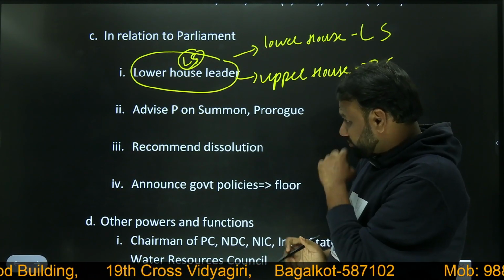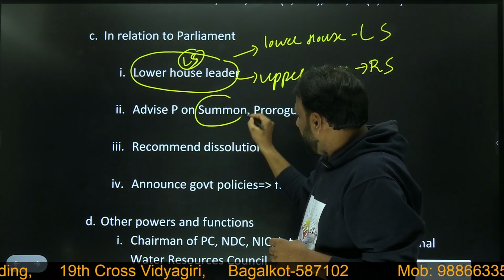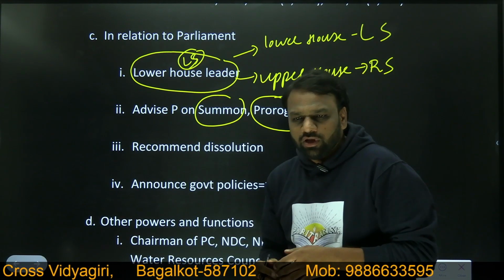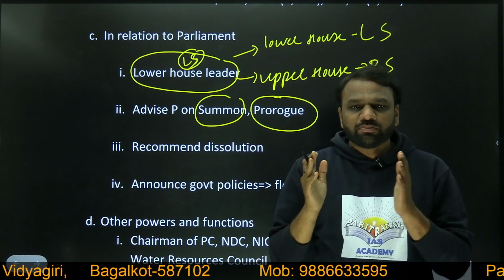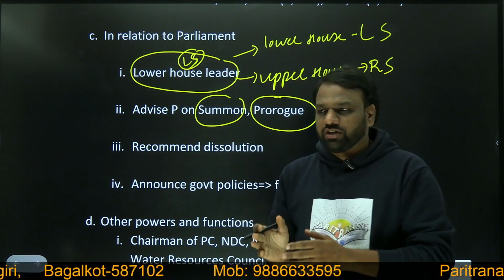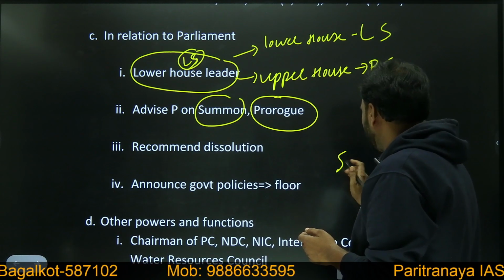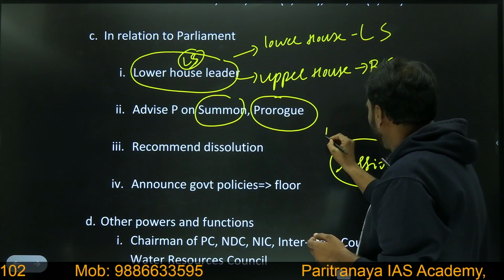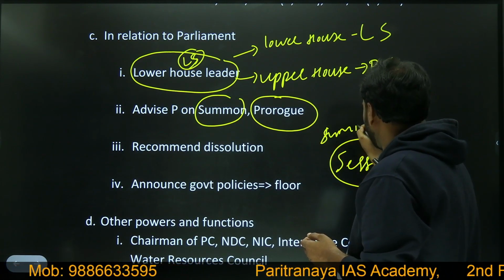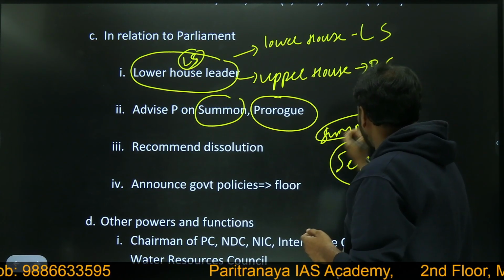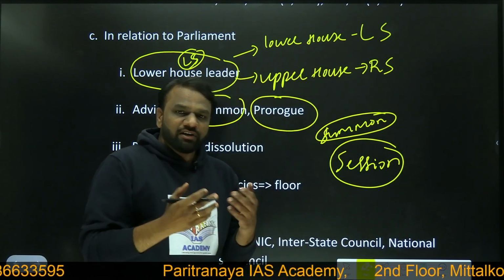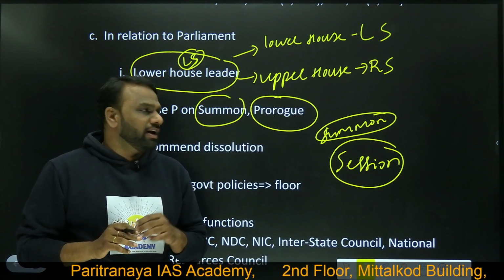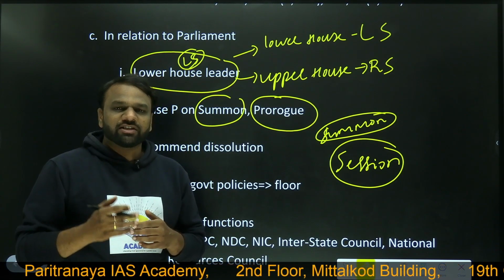Next, summon and prorogue. We have already discussed summon and prorogue. So what is summon and prorogue? There are three different sessions: monsoon session, budget session, winter session. At the beginning of any session, there will be a summon. What is it? An invitation will be sent to all the members of Lok Sabha and Rajya Sabha to come and gather in their respective houses, so that we can start with the session.